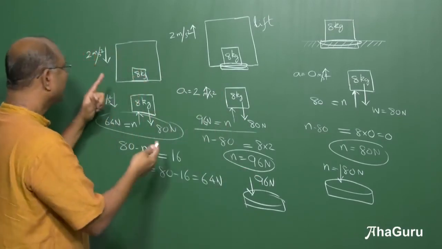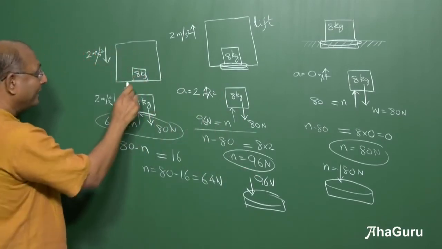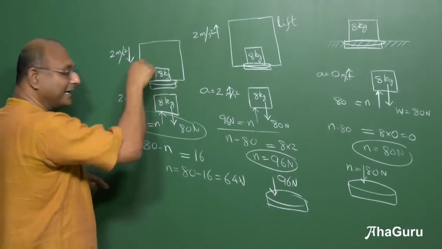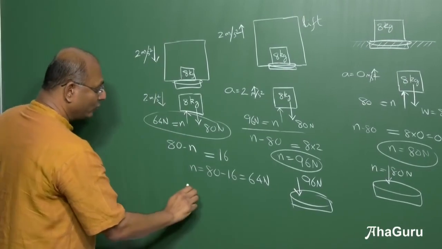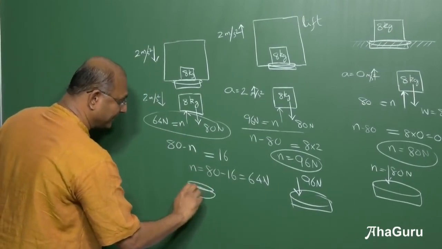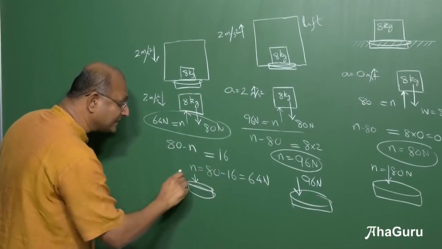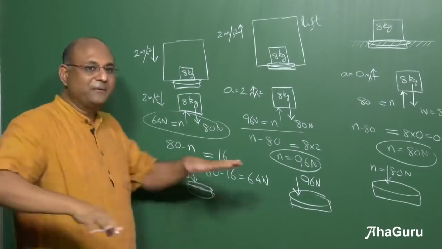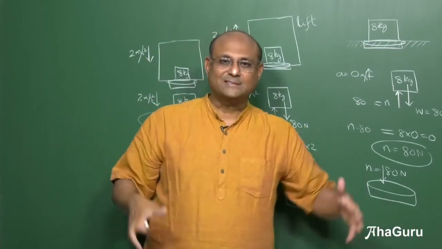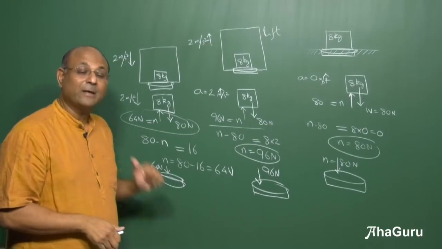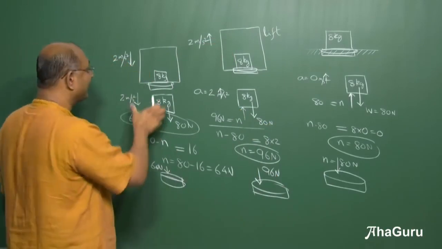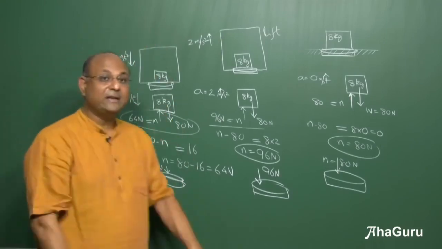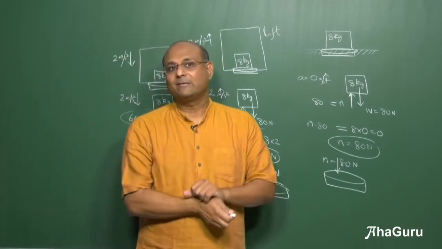Is that okay? Now if you have a weighing machine and you're standing on the weighing machine and the lift is going up, then you are pressing this weighing machine with 64. So it feels weightless. Not weightless, you have less weight. Okay, now the question is, suppose instead of 2 meters per second square, this lift is coming down really fast. What do you think will happen?